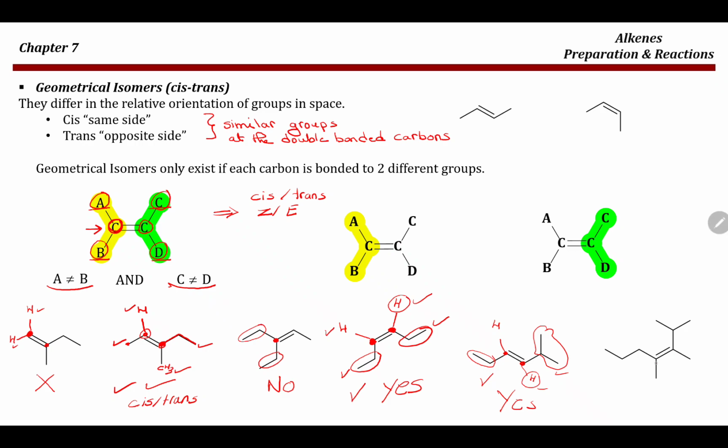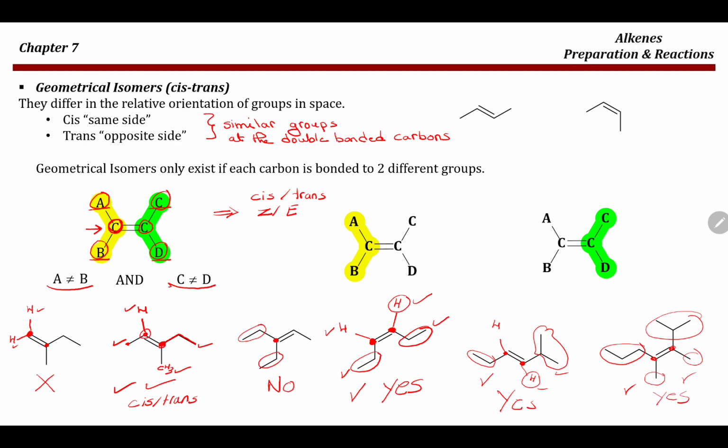Last example here, starting with this carbon here. First branch is a CH3, second branch is a propyl, so those are different, so we're fine. Second carbon, this is a CH3, this is another group, so those are different, so fine. So yes, we do have cis-trans isomers.